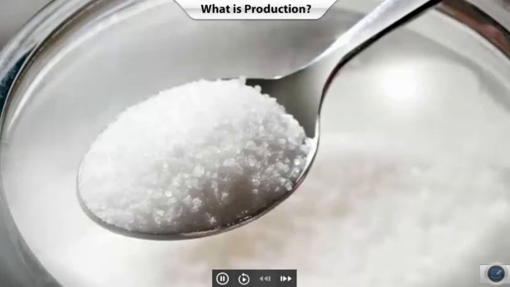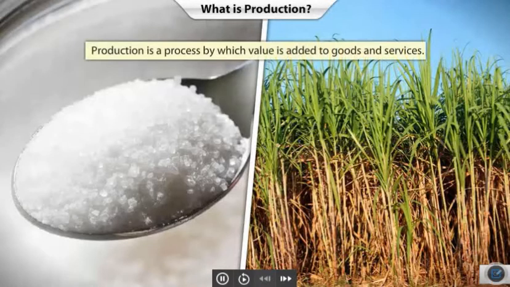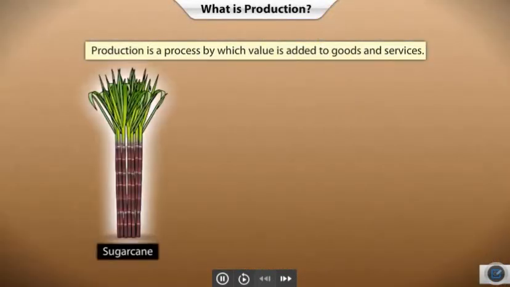We all know that the sugar that we add to our milk, tea or coffee is produced from sugarcane. In other words, sugarcane is a raw material that is converted to a finished product, sugar, which has a higher utility value. This process by which value is added or created is termed as production. For example, the value of the sugarcane crop is enhanced once sugar is produced from it.